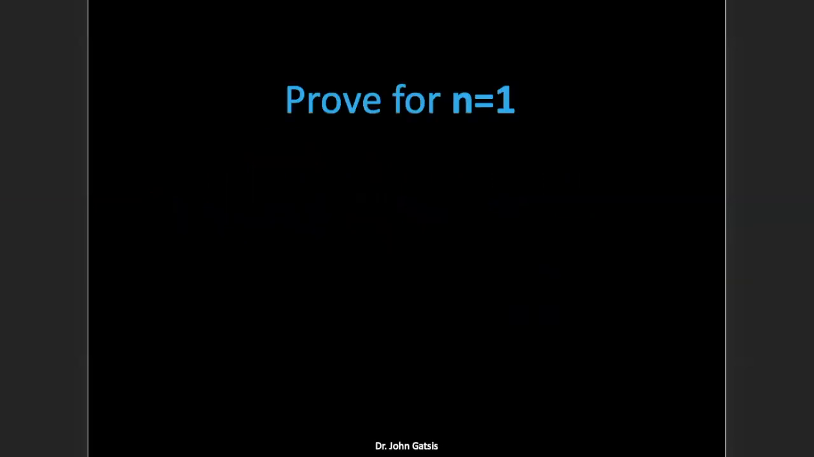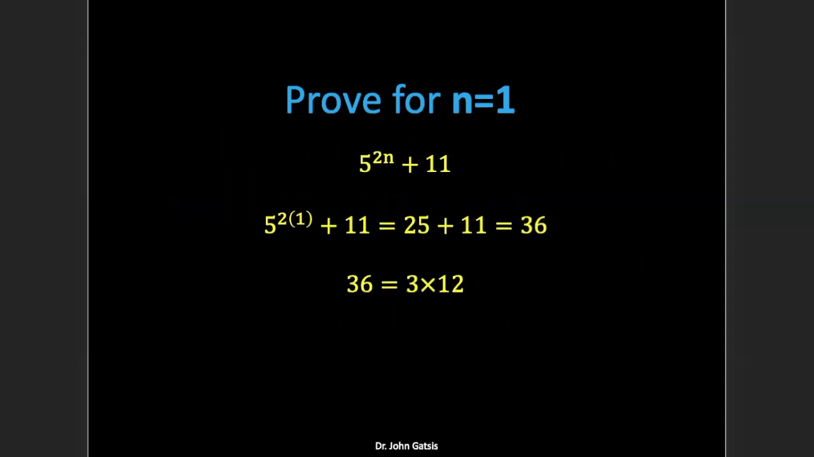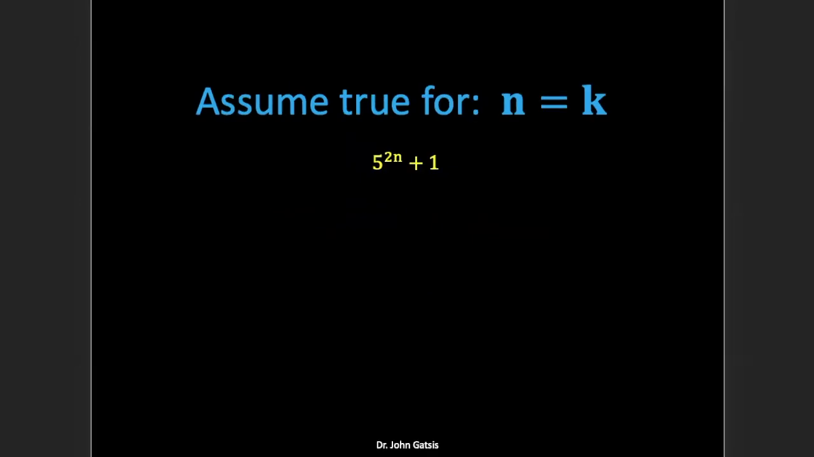So, step number 1. Let's prove it's true for n equals 1. We actually did this earlier in the table of values that I provided at the beginning. You put 1 in for n, you simplify a little bit, and you get 36. And 36 is indeed a multiple of 12. Hence, step 1 is complete. Now to step 2. We assume that it is true for n equals k. So, we let n equal k, and we assume that this expression is divisible by 12.